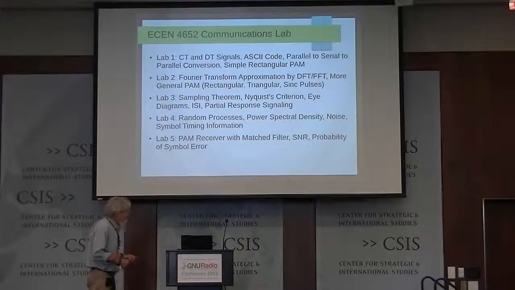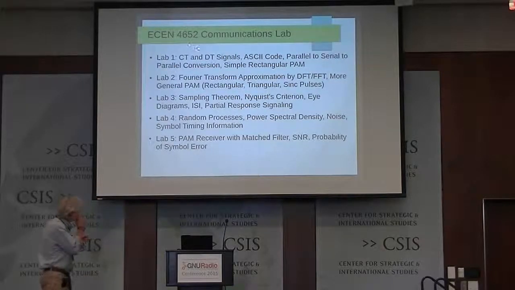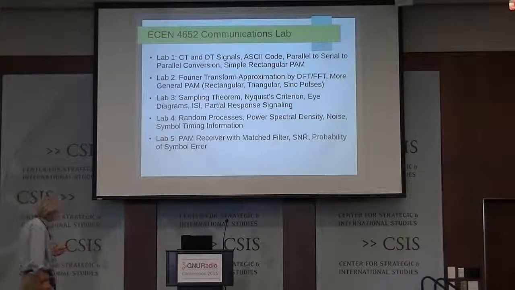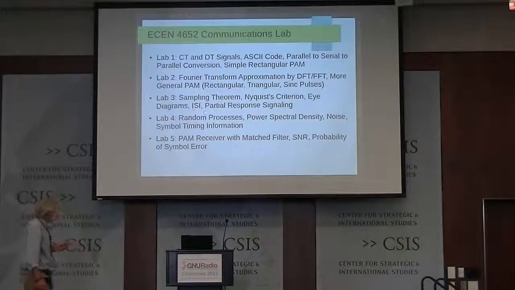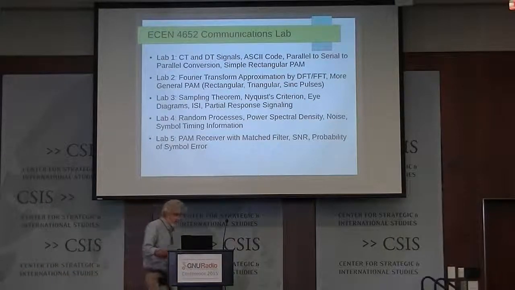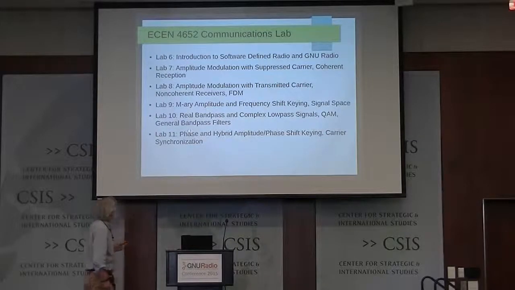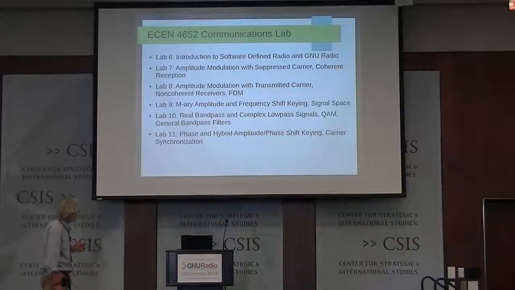All right, so now the communications laboratory. Here we start with continuous time and discrete time signals, and then we do the Fourier transform approximation, sampling theory, Nyquist criterion, so that we see the duality between Nyquist criterion and false amplitude modulation. Then random processes, power spectral density, PAM receiver with matched filter. So all of this is basically baseband communications. And then digital baseband communications. And then we go into the software-defined radio here.